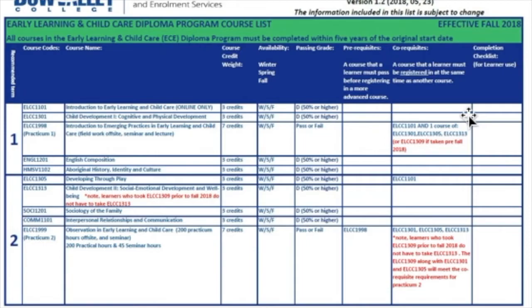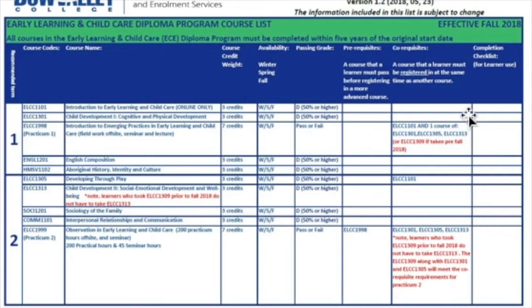In the next column, a co-requisite doesn't mean you have to finish that course before you take the course in the column. What it means is you have to take it at the same time. For example, when you're taking ELCC 1998, the third course down, you must have registered in the courses listed in the co-requisite column at the same time.